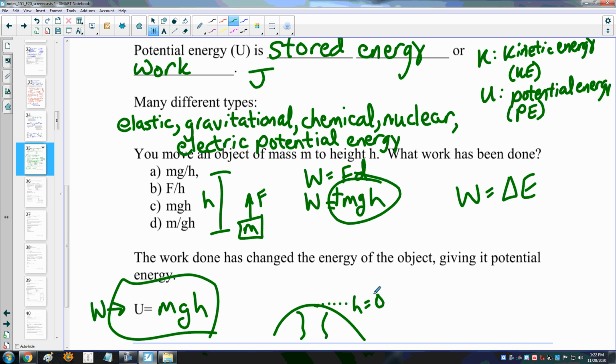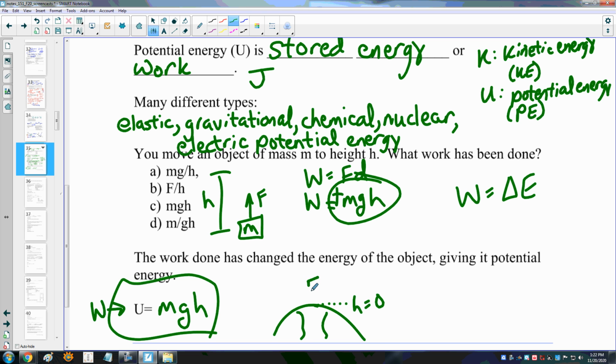So when I have an object that's above the Earth's surface, and we'll take the Earth's surface to be h equals 0, so wherever you're standing, the floor, we will assume to be h equals 0. Now, just a little aside, it doesn't have to be h equals 0. You can really set that to be anything you want. But for the purpose of this class, we'll always have the ground to be equal to h equals 0.